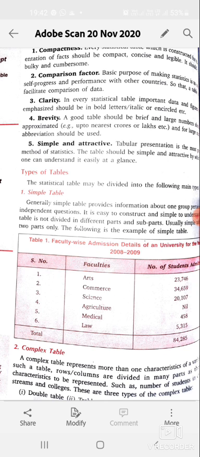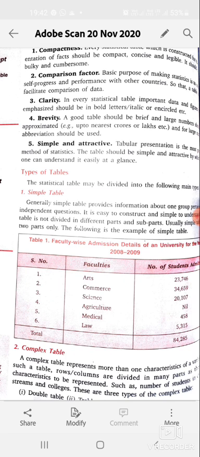Now see, there are two variables. Here is given the serial number and here is the faculty. Here the factor is the faculty and the frequency is the number of students. Now here two variables are shown: one variable and its magnitude. The number of students is the magnitude, or we can say it's a frequency also.